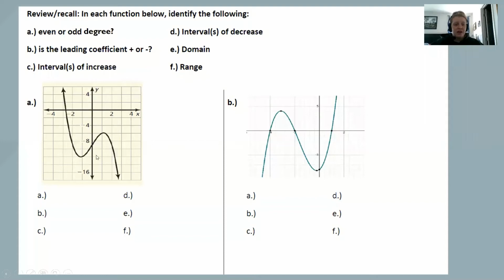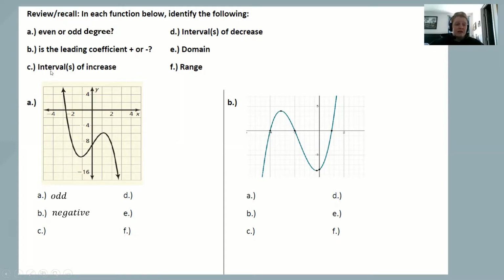All right, so if you look at A, it's definitely not smiling or frowning, so it's definitely going to be an odd degree. It is backwards. Normally x cubed, and I call that the parent function, normally goes up on the right and down on the left. This is flipped around, so this is going to have a negative coefficient.